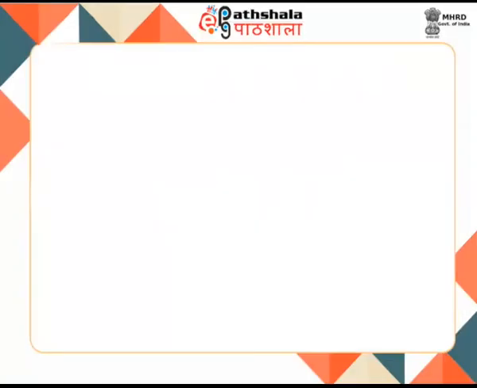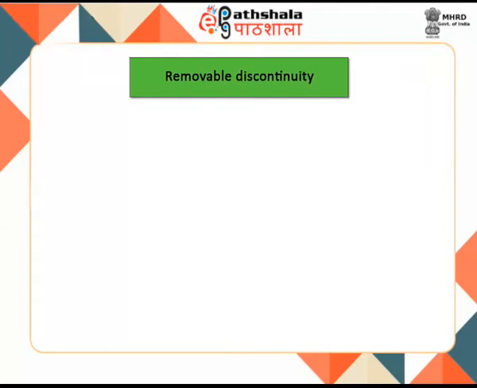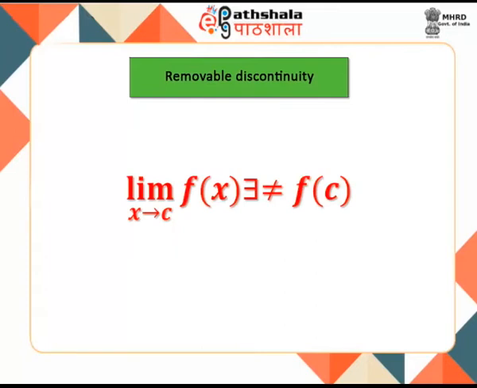To have a removable discontinuity at x is equal to c, the limit as x tends to c of f(x) exists but is not equal to f(c).